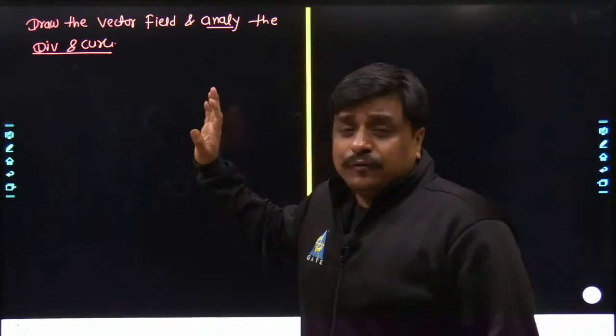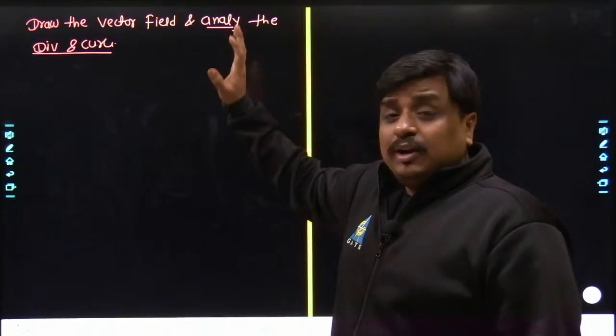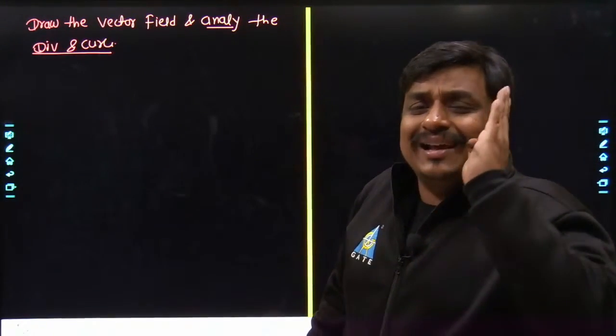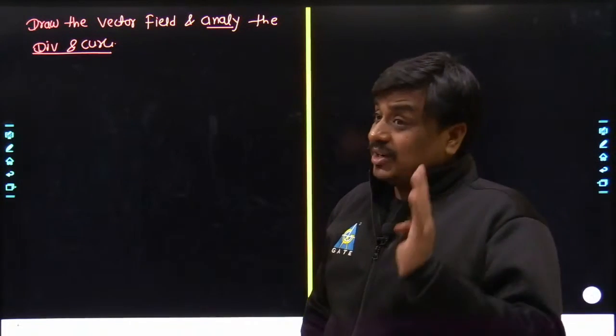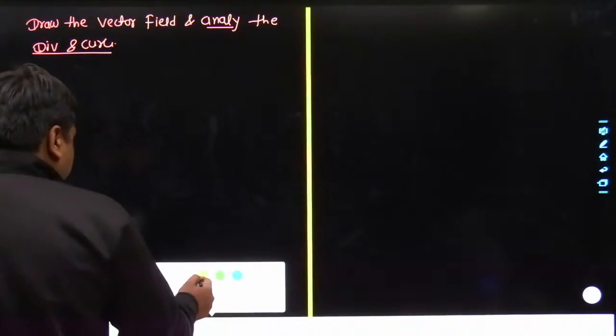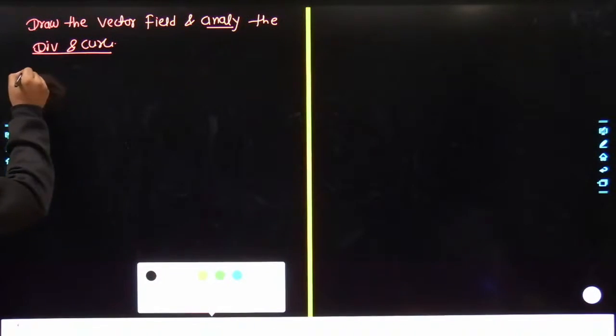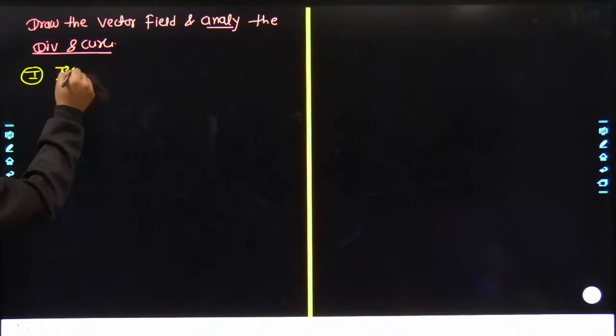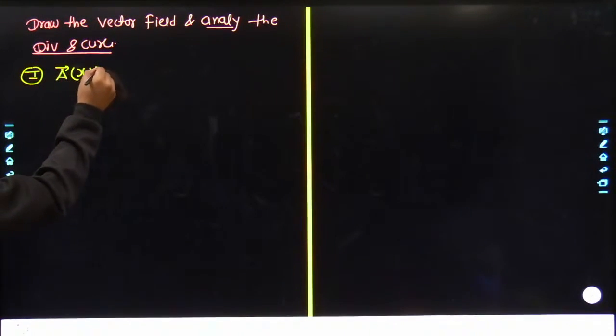I have designed a few problems, and with the help of these problems, I will try to visualize what the actual meaning of the divergence is and what the actual meaning of the curl is. Yes, let me take the first question. I am going to draw a few vector fields. Let's start with the first vector field, which has to be drawn over the Cartesian coordinate system.